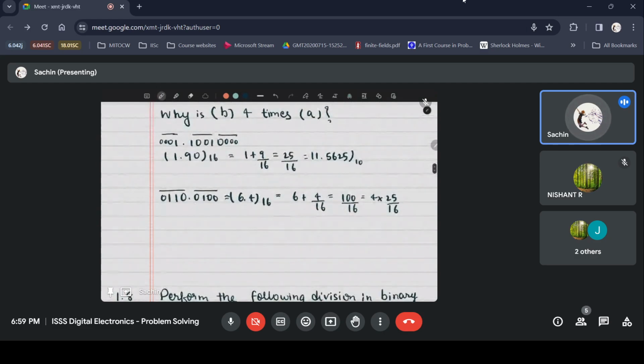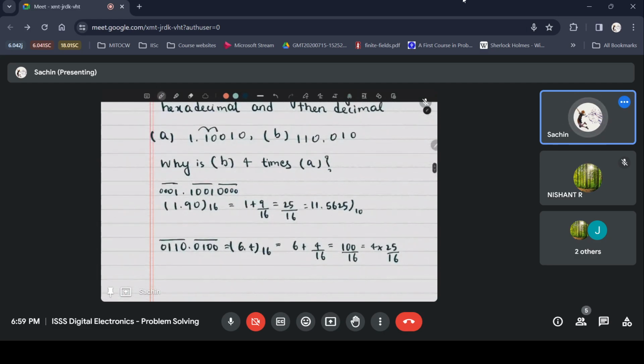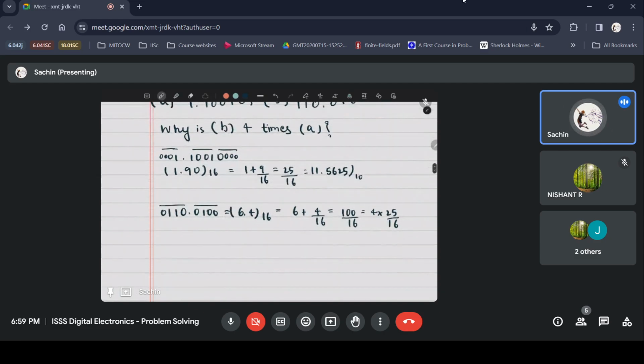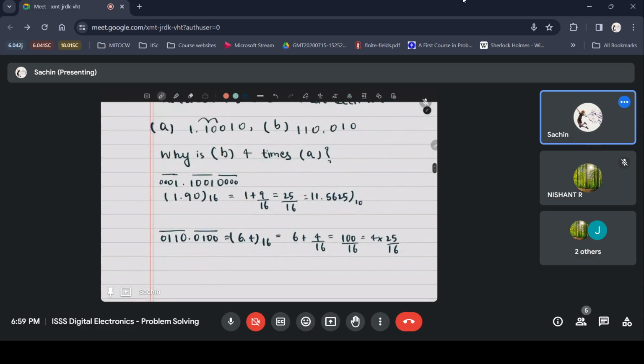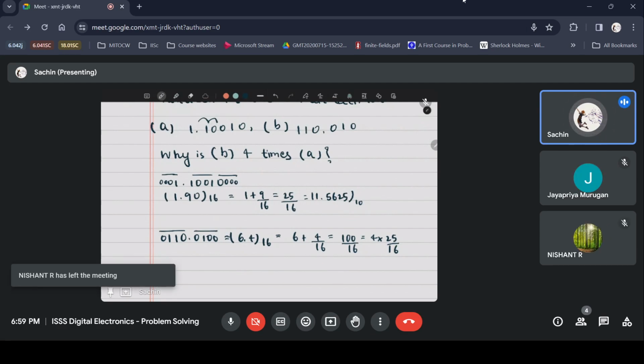So if you have a binary number and you multiply it by 2, it will be the same number with the binary point shifted one place to the right, and if you divide a binary number by 2, the binary point is shifted one place to the left. So here, since to get the second number the binary point has to be shifted twice, it's 4 times the number.